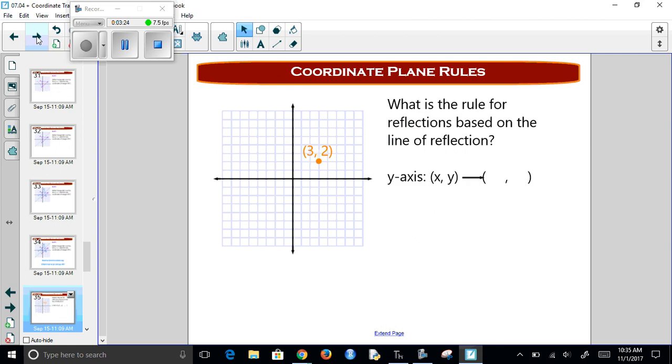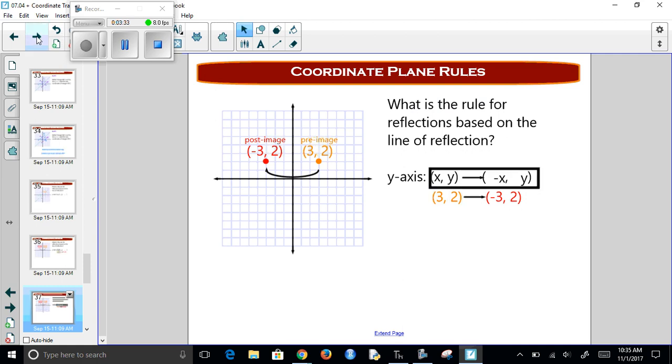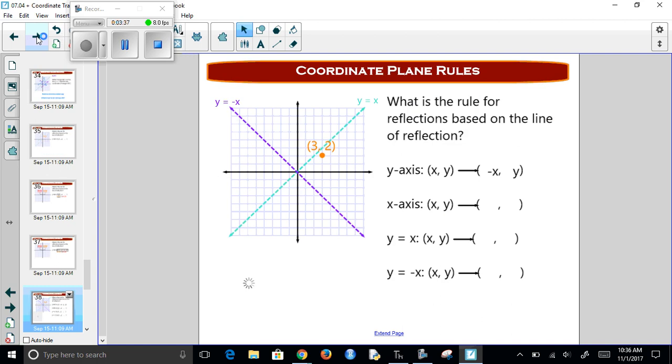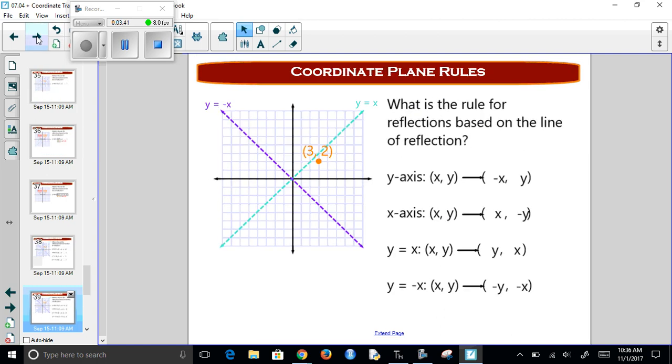Now, let's think about rules. If we had (3, 2), it went to (-3, 2). So what happened to our x? It just went from positive to negative. That's when we reflect over the y-axis. If we reflect over the x-axis, it just changes the y values.